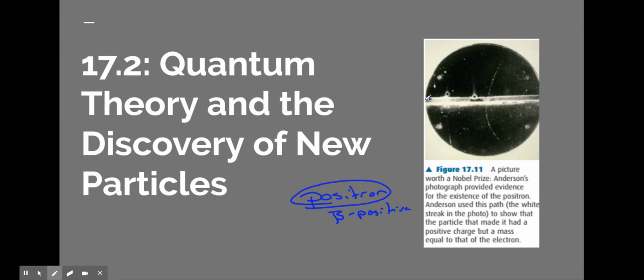And just if you're interested, this part right here, this white band across here, is a metal plate. So this positron, they actually had it go through a metal plate. And based on this experiment, they could prove that this thing had the same mass of an electron, but a positive charge. So non-electron, positron.